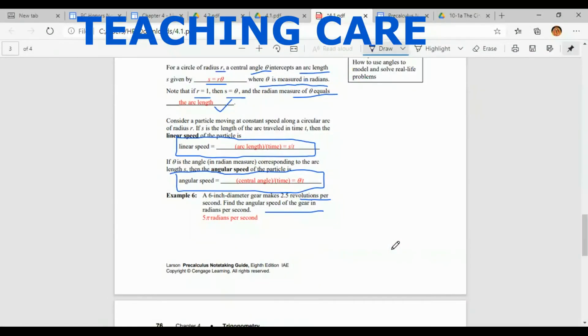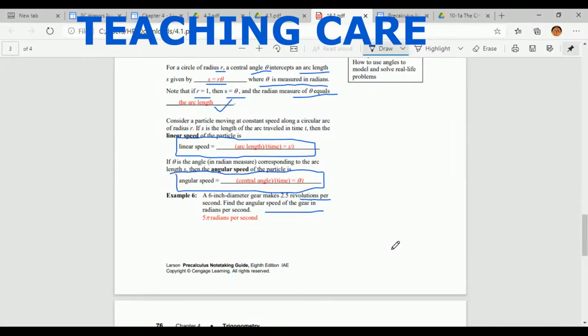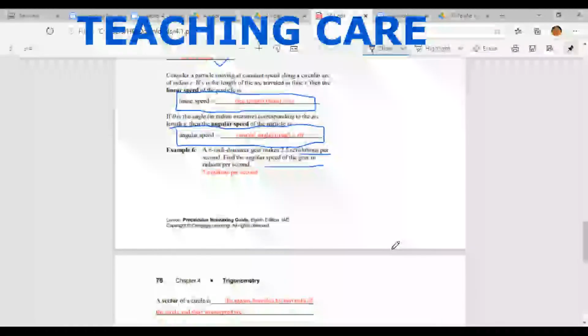Now they are asking for the angular speed. It's a 6-inch diameter, which means it's going to have a radius of 3, and it makes 2.5 revolutions per second. So that basically means it's doing 5 pi radians per second. Yes, right. Okay, next.